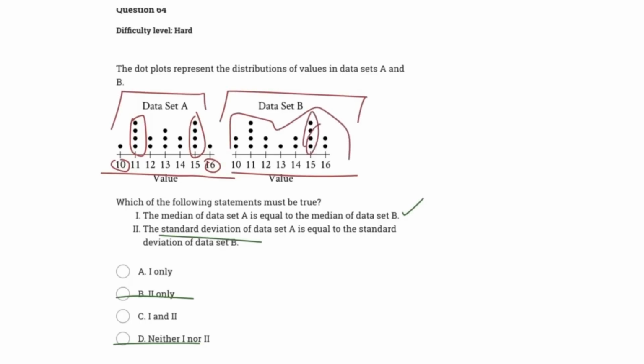It has the same number of points at 15 and 11, but only has 1 point at 13. Whereas dataset A has a more condensed standard deviation here because of all those points at 13, and so their standard deviations cannot be the same, and therefore the correct answer here is going to be A1 only.